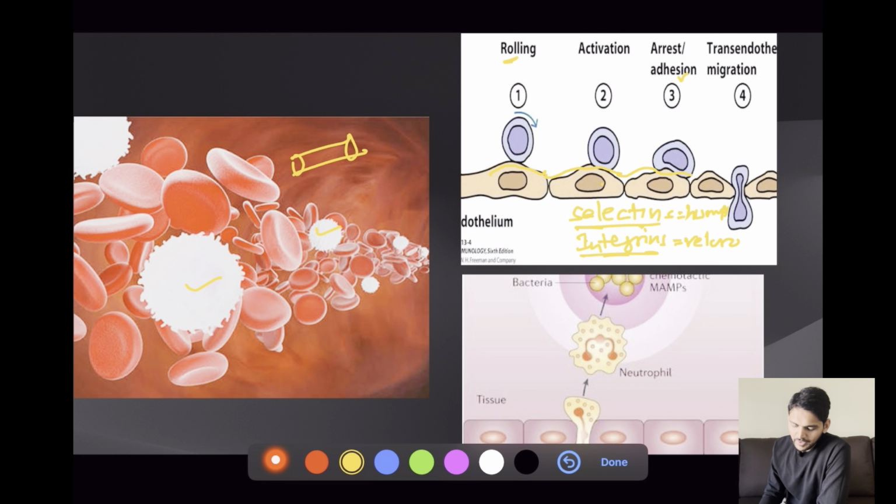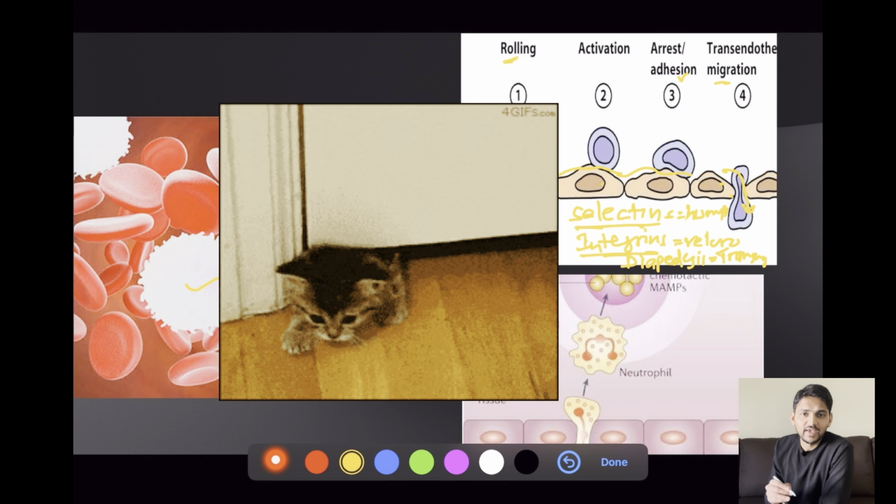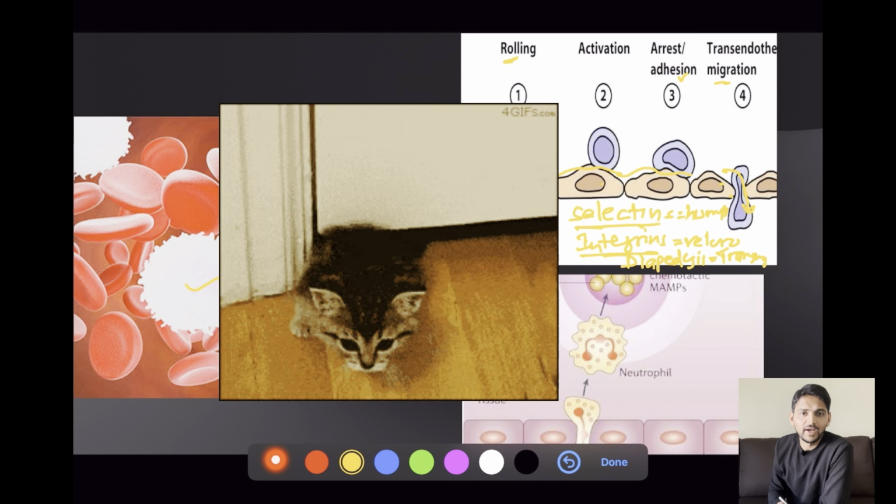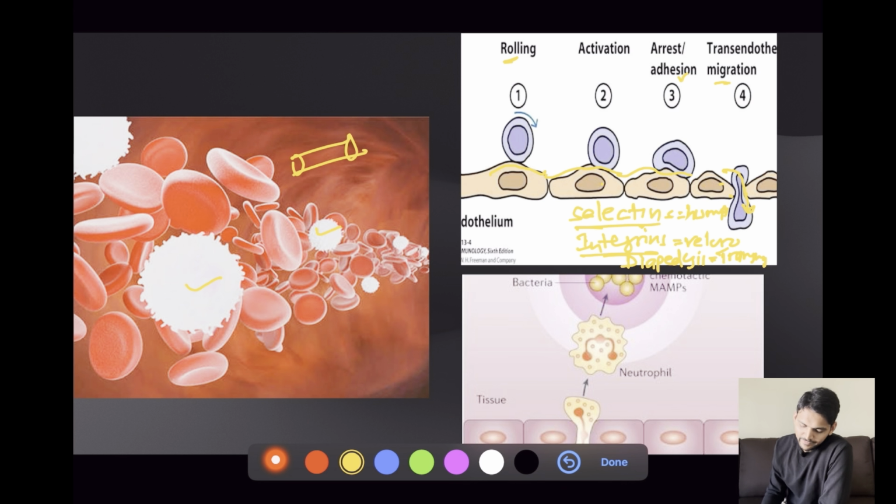Then we said that this is the site of problem, right? So the endothelium will have some gaps through which these WBCs will slowly migrate. So this is called migration, or diapedesis, or transmigration. Okay, transmigration. You might have seen cats migrating below the doors, right? Similarly, WBCs will migrate through the gap in the endothelium.